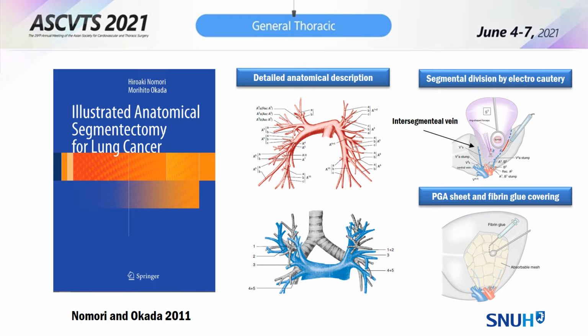about the segmentectomy. The basic technique used in this book was dividing the segmental plane using electrocautery and covering the segmental plane using the PGA sheet and fibrin glue. Today's presentation will be about the technical advancement since the introduction of the basic principles of segmentectomy in this book.